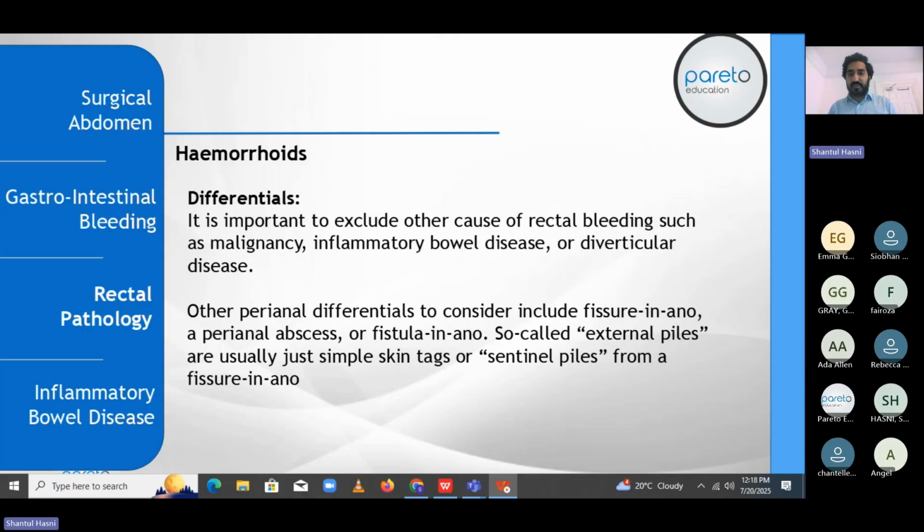Other perianal differentials to consider: external piles, fissure, perianal abscess, perianal fistulas, sentinel piles. We call them piles when they are not. They look like piles, but they are just skin tags. This is the body's natural mechanism to overgrow and cover the fissures. When the fissure can't heal, the body tries to grow skin from the outside and tries to cover it with that. Those are called sentinel piles.